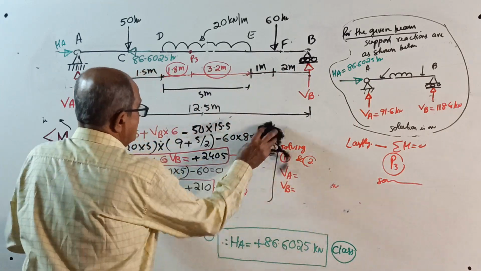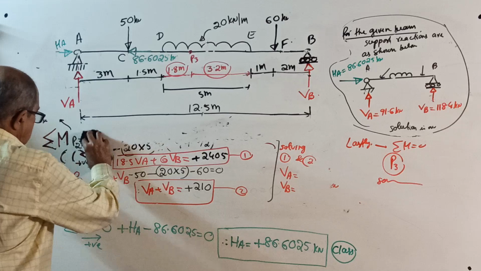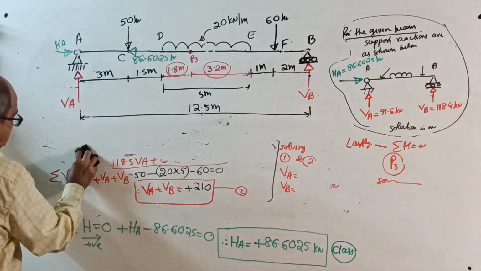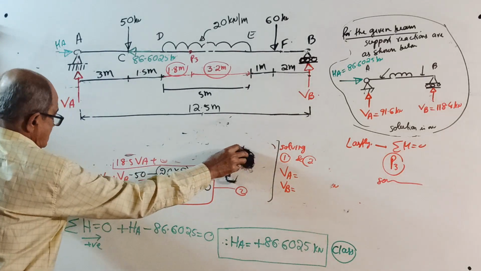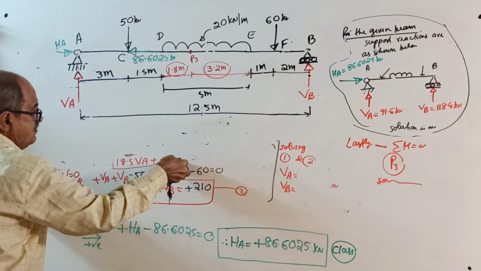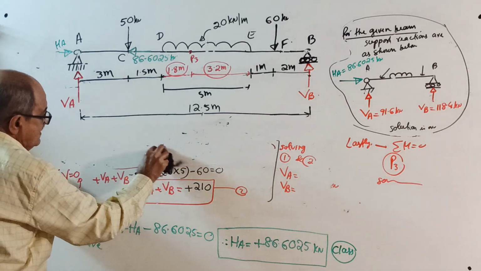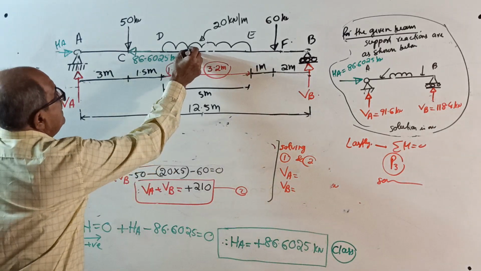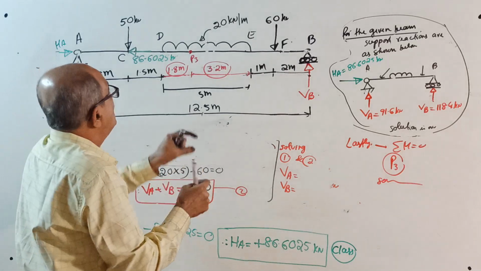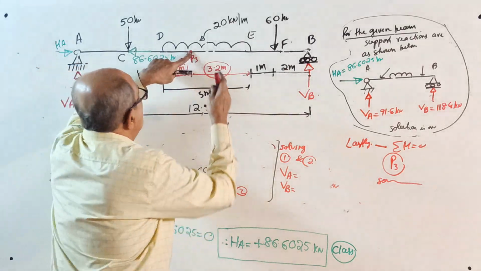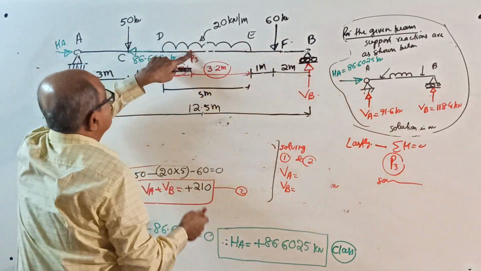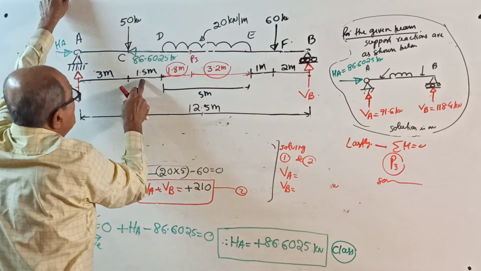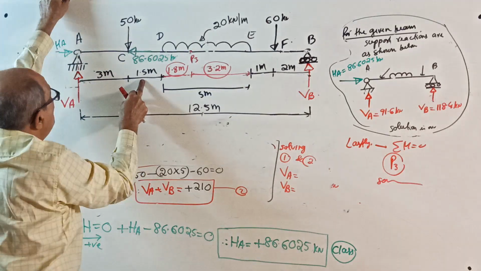Start. I am not removing sigma V because it will become the same. Sigma V I am not removing. See. Okay, start. Take moment about P3. Now your finger should be at P3. Okay, start. VA into 3 plus 1.5, 4.5.